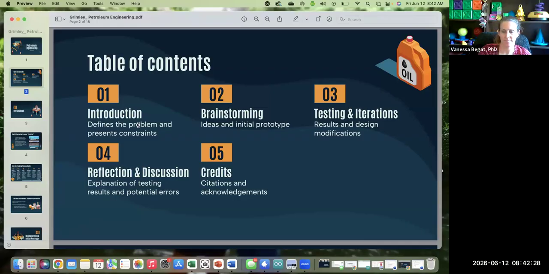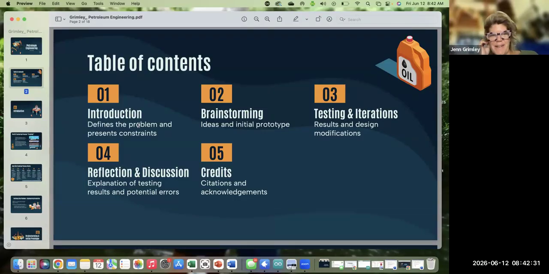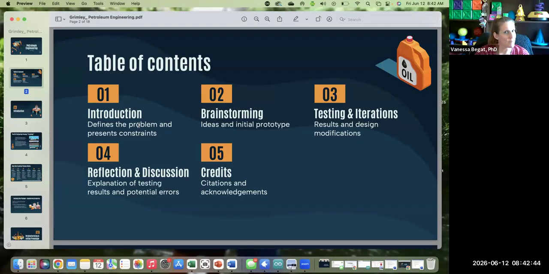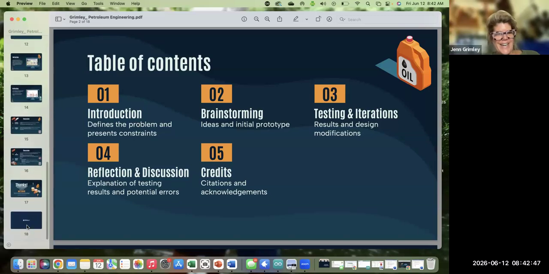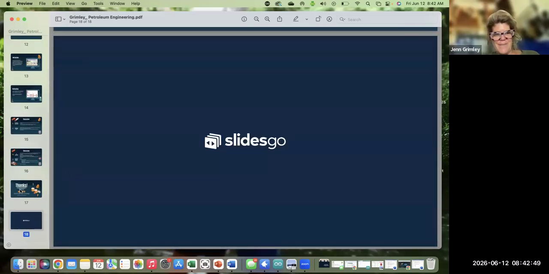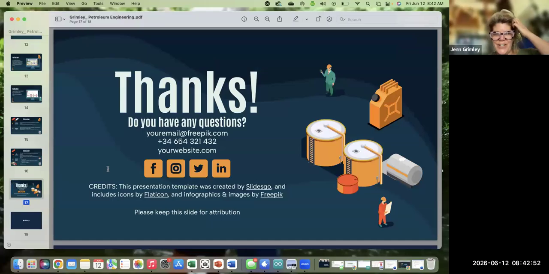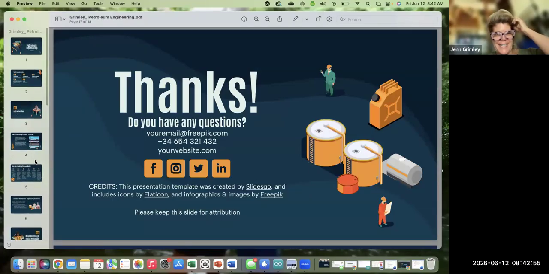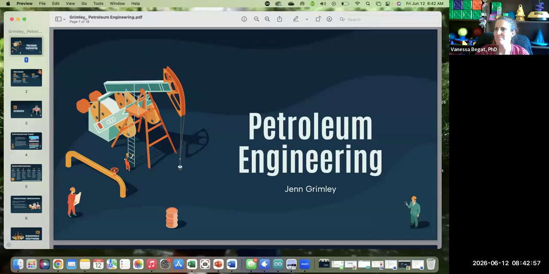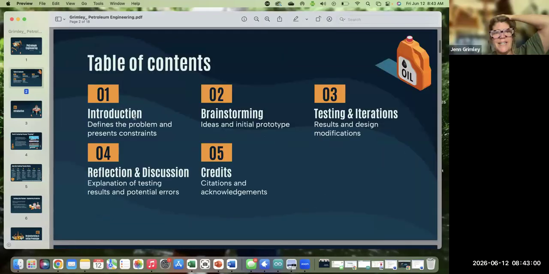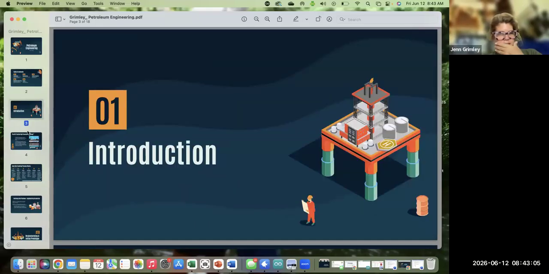Yes. Okay. I found my new favorite, Slides Go, and they have templates. I used a template that included a petroleum background, so I'm so excited about that. Where was that from? Slides Go. Yes, you do have to acknowledge them in your presentation, but they have all kinds of cool templates. Nice. Okay. I stole one. Love it.